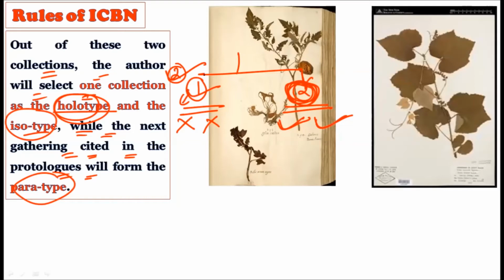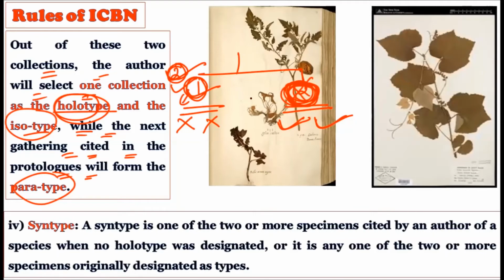So what is the difference between the holotype and the isotype with that of the paratype? To create the paratype, two collections should be there, while the isotype and the holotype can be created in a single gathering. This is the basic difference. So the paratype can be considered as a second gathering along with the fruits and flowers.